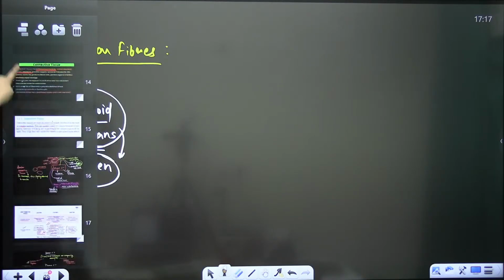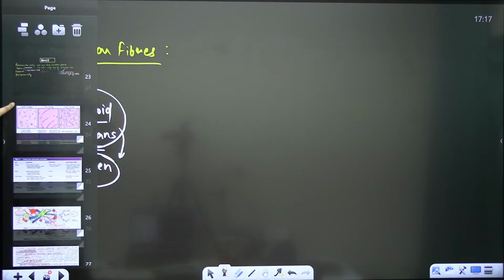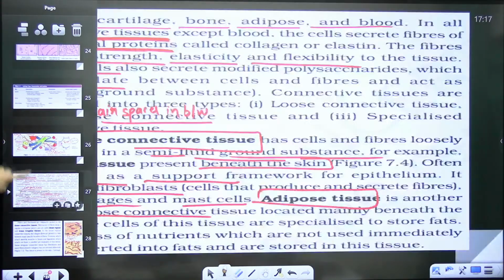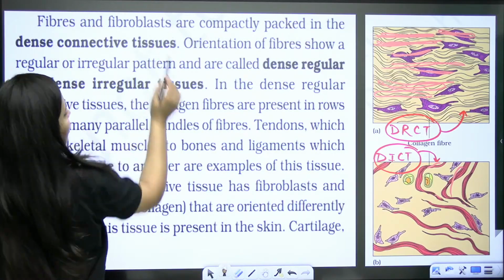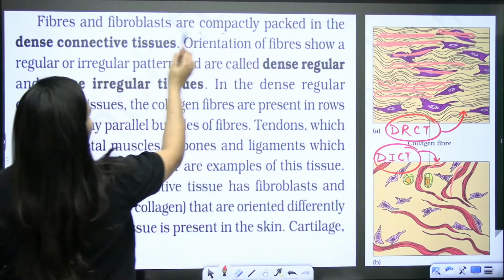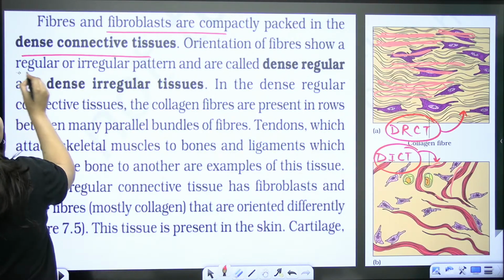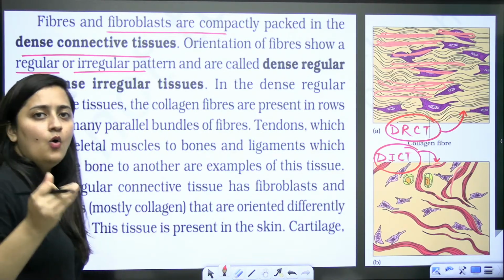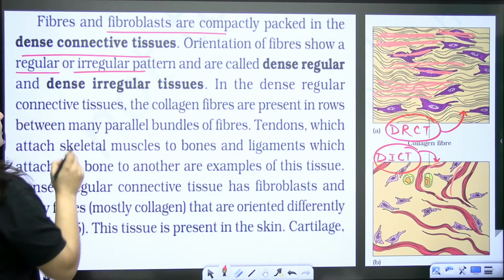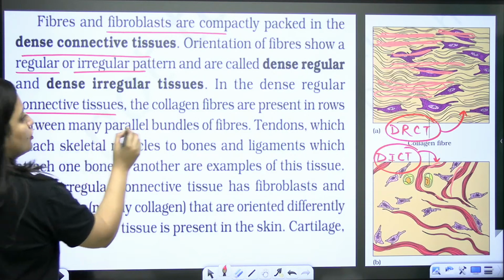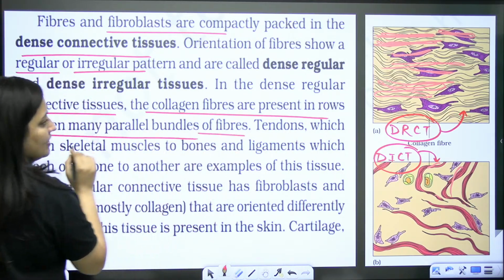Dense regular, dense irregular. Let's revise it from NCERT. So here you can see, fibers and fibroblasts are compactly packed in dense connective tissue. Orientation of fibers will make it regular or irregular. How the fibers are present, their orientation is going to decide that. So in dense regular connective tissue, collagen fibers are present in rows between many parallel bundles of fibers.